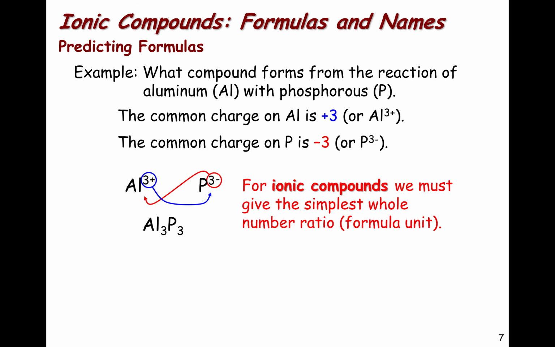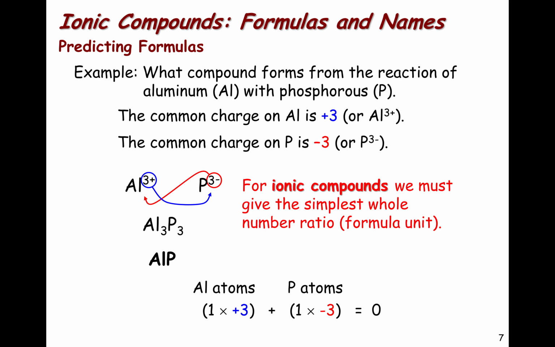Al3P3. But it turns out this is not the lowest whole number ratio, which is what is required to write the formula for ionic compounds. So we have to recognize that both 3 for the aluminum and 3 for the phosphorus can be reduced down to a lower whole number ratio, which in this case is aluminum phosphide with no subscripts, because it is implied that those subscripts are 1.